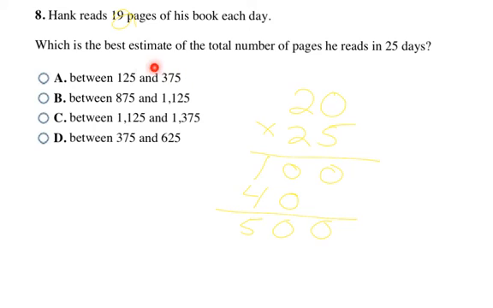So then I look for which problem has 500 falling between the two ranges. And when I look here, 500 isn't between 125 and 375. Here, 500 isn't between 875 and 1125, nor is it between two numbers in the thousands, but it is between 375 and 625. So D is going to be my final answer.